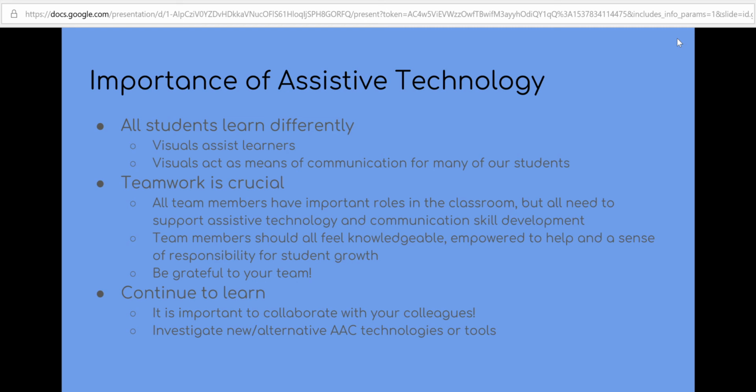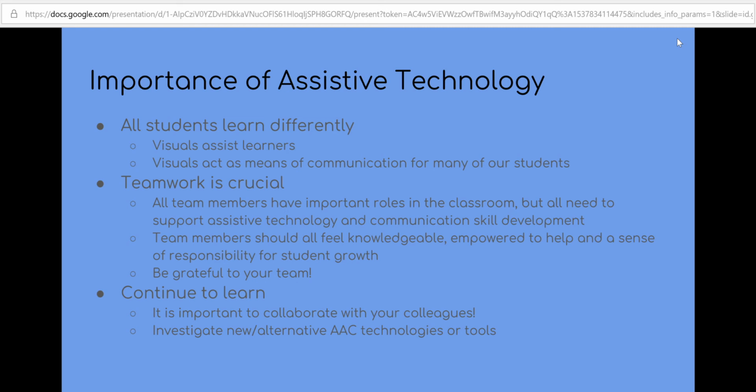We know that students all learn very differently, and visuals do help learners, and they act not only as a means of understanding or learning skills, but as a means of communication for many of our students. They actually use these visuals and this technology as a means to communicate their wants and their needs and their thoughts. So we have to be very mindful of our use of these tools in the classroom.